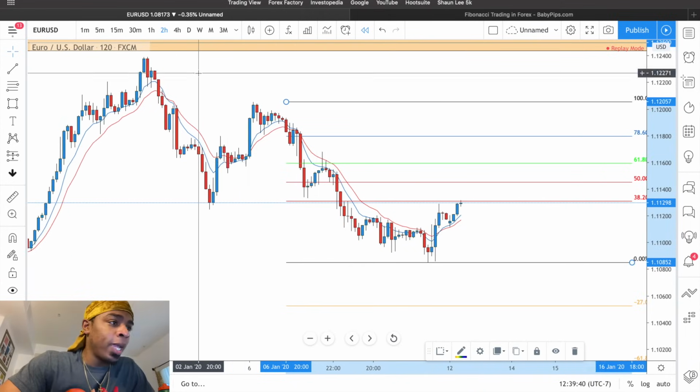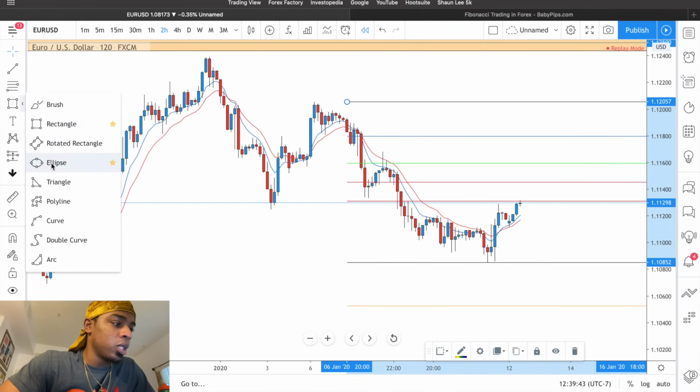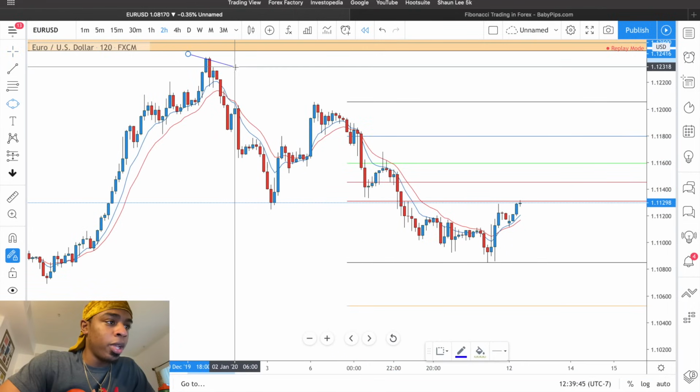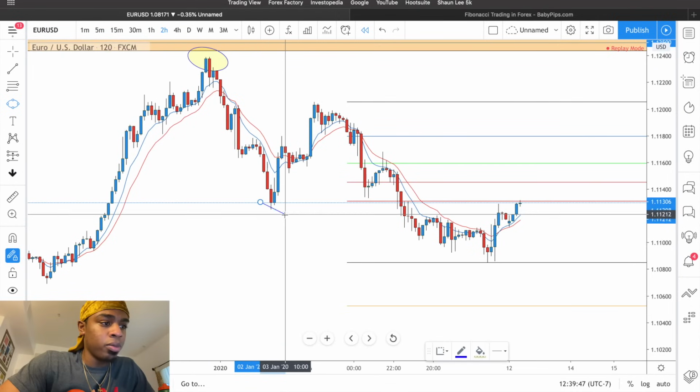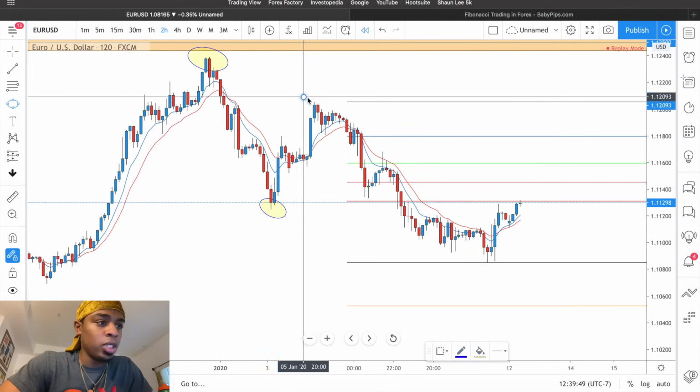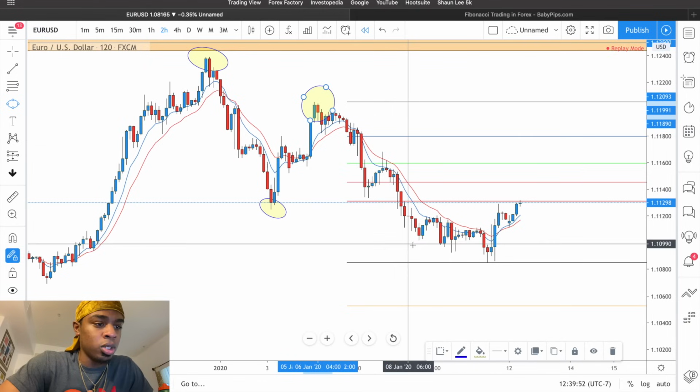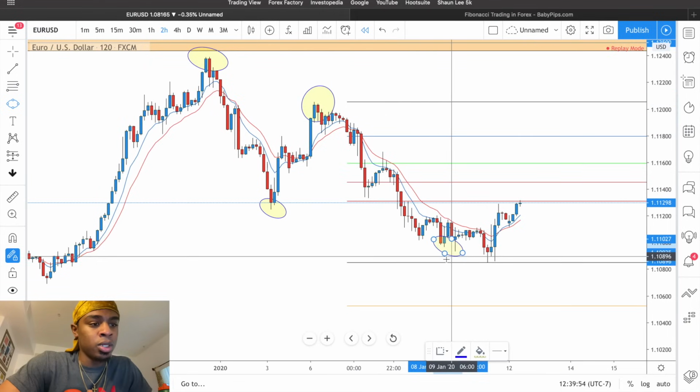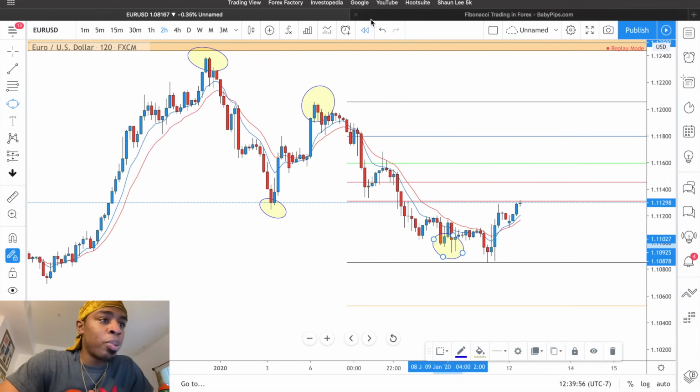So our A would be our swing high. Let me just get this right here. A right here. B right here, where the zero was. C, where it reversed off of. And D would have been, you know, our actual extension, our retracement, our take profit level. Now we're past that right now.